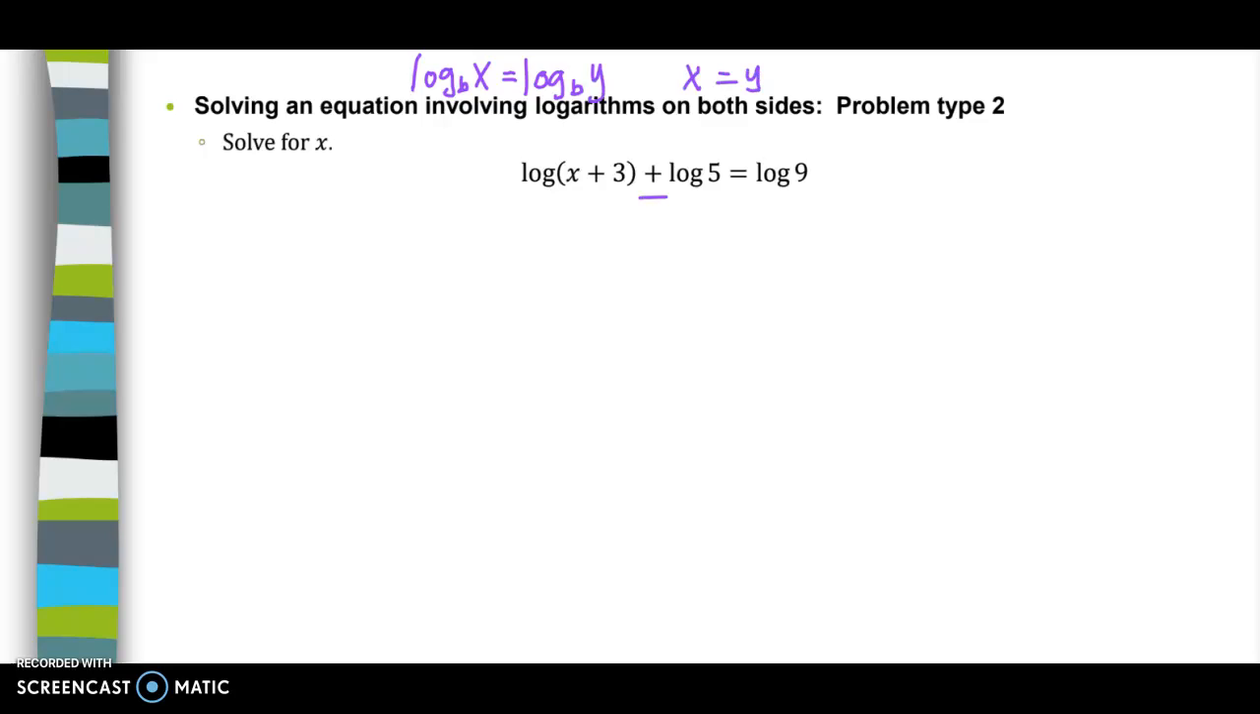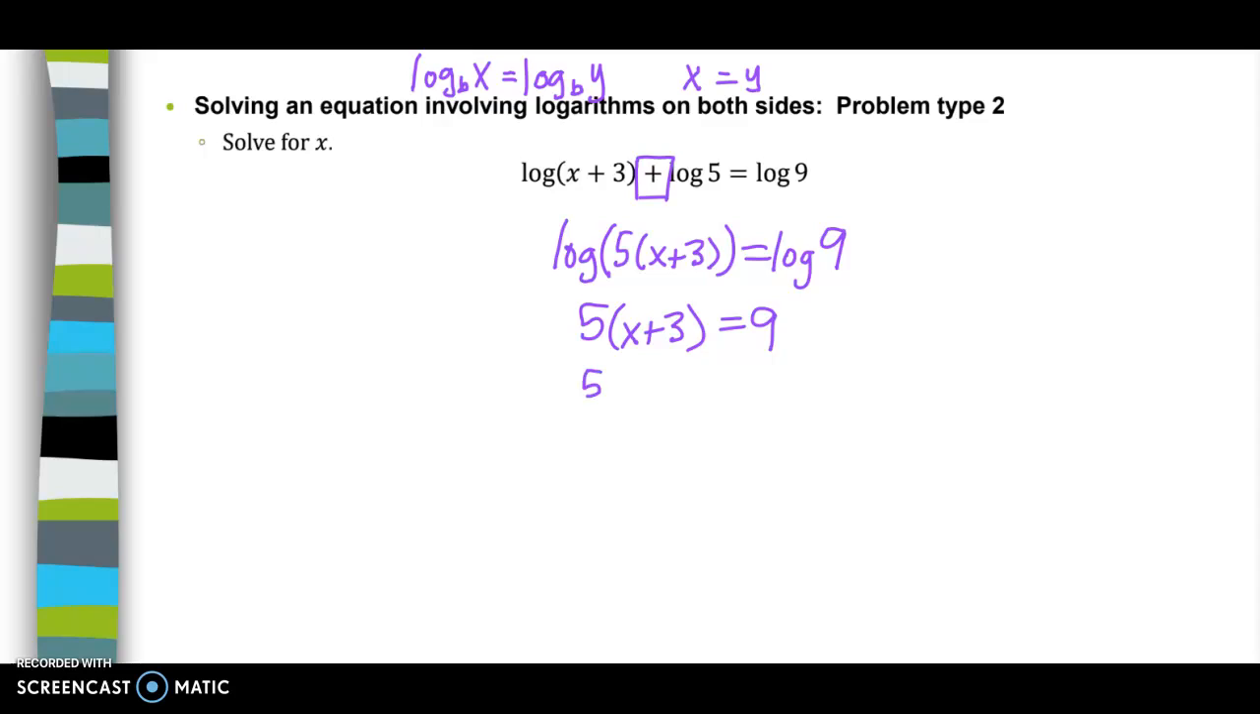But right here I have a sum. I'm adding two logs. But what do I do if I'm adding two logs? Well, I can use the product property and combine those. So this is the log of 5 times x plus 3 equals the log of 9. Now I have a log base 10 of something equals log base 10 of another thing, which means the insides are equal.